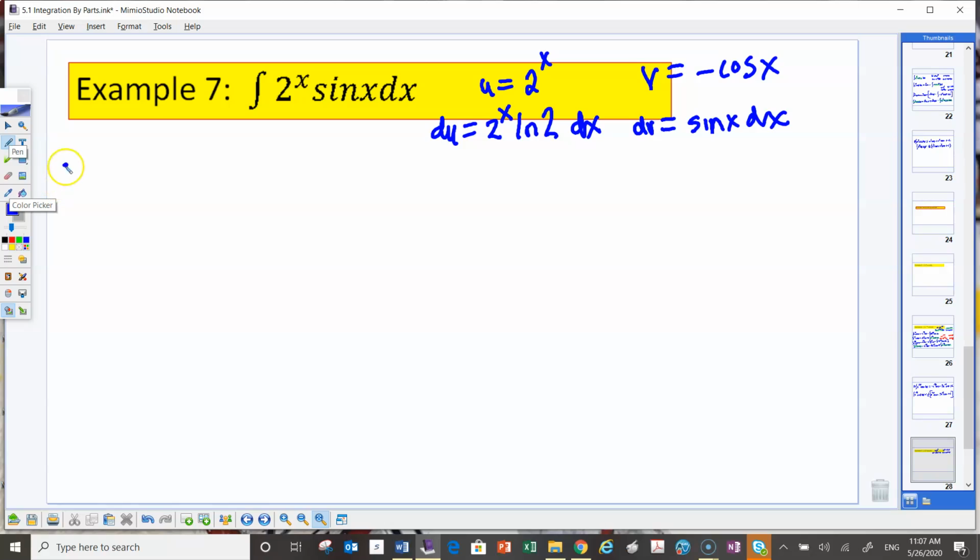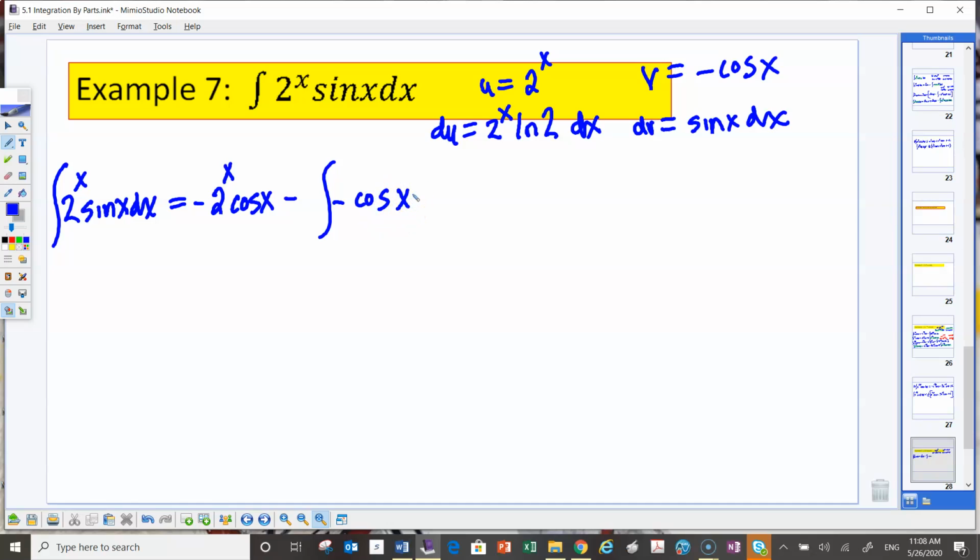So now we've got our u and our v. So now our original question, the integral of 2 to the x sine x dx, equals u times v, which is going to be negative 2 to the x cos x minus the integral of v du, which is going to be negative cos x times 2 to the x ln2 dx.